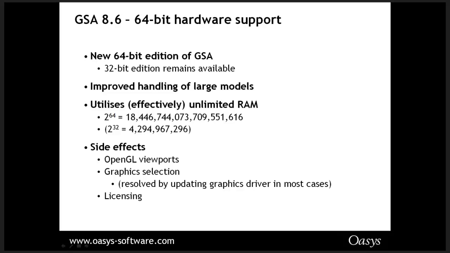Why is the 64-bit version so great? It's because it is much better at handling large models. There's a heck of a lot more RAM available to GSA when running as a 64-bit application, and you can see the sort of difference in scale there, 2 to the 64 versus 2 to the 32 pieces of memory available to the program. So GSA is much more comfortable working with large models when running with the 64-bit edition.